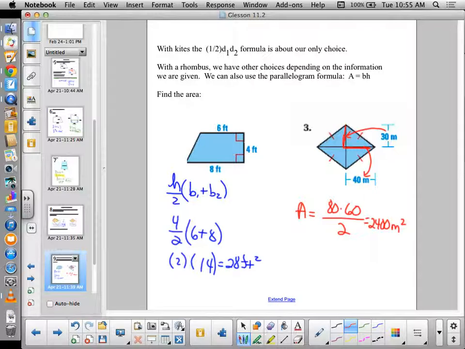Why do you have to divide by 2 in that formula? Right, and if I use base times height, I wouldn't divide by 2. But this formula uses the triangles, okay, uses the fact there are 4 triangles here, and that's how we come up with this formula. So that's why it's a divided by 2 formula, because it creates right triangles.